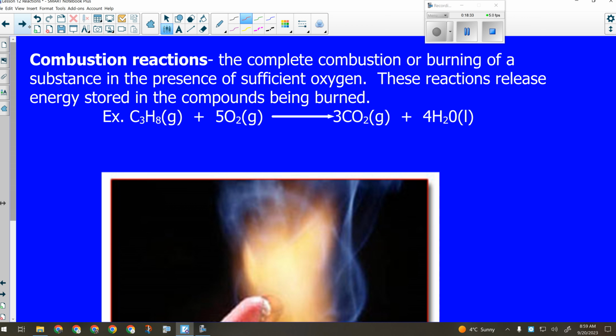Okay, combustion reactions are a completely different animal. They are different from all the other reaction types, in that they have their own set of rules that they operate on. For the other 4 reaction types that we're going to go over, we use all the same rules for balancing and all that kind of stuff. But combustion reactions have their own set of rules.